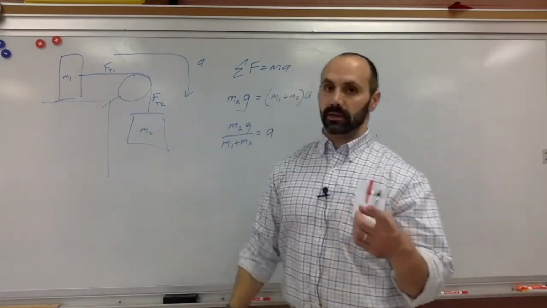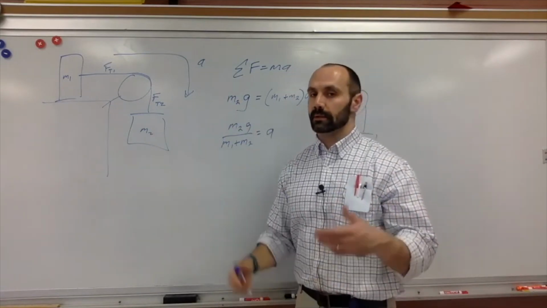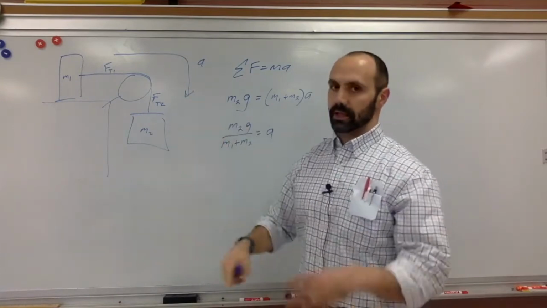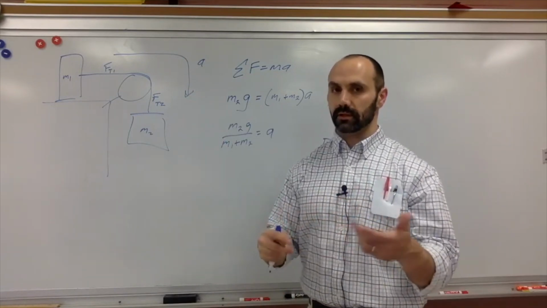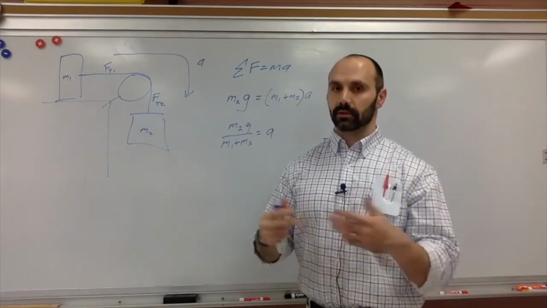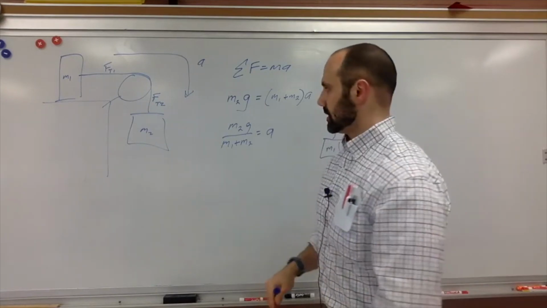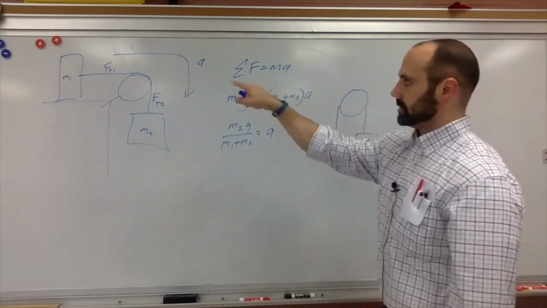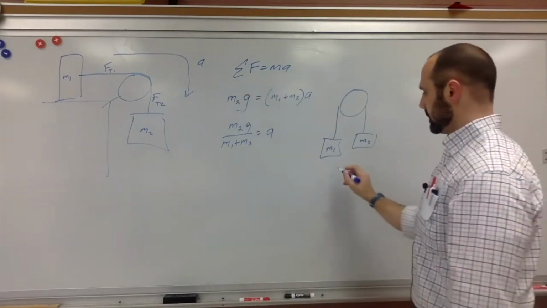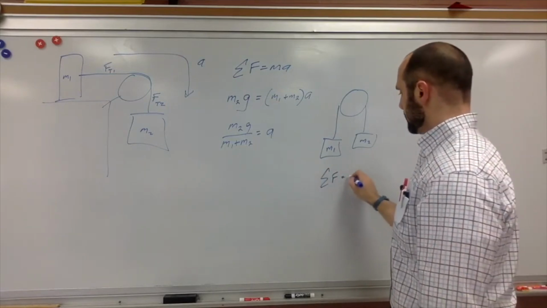That won't always be the case. You may see a problem where the tension does not cancel out for some reason, or there might be internal forces that don't cancel out because of the direction that they're pulling and pushing. So watch out for that kind of thing. Make sure the internal forces cancel out. But here, this tension and that tension cancel out. Again, F net equals ma.